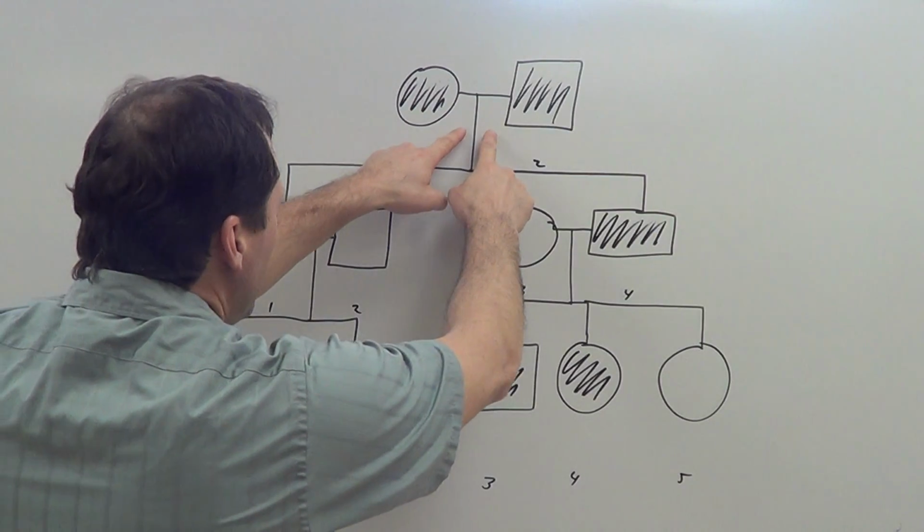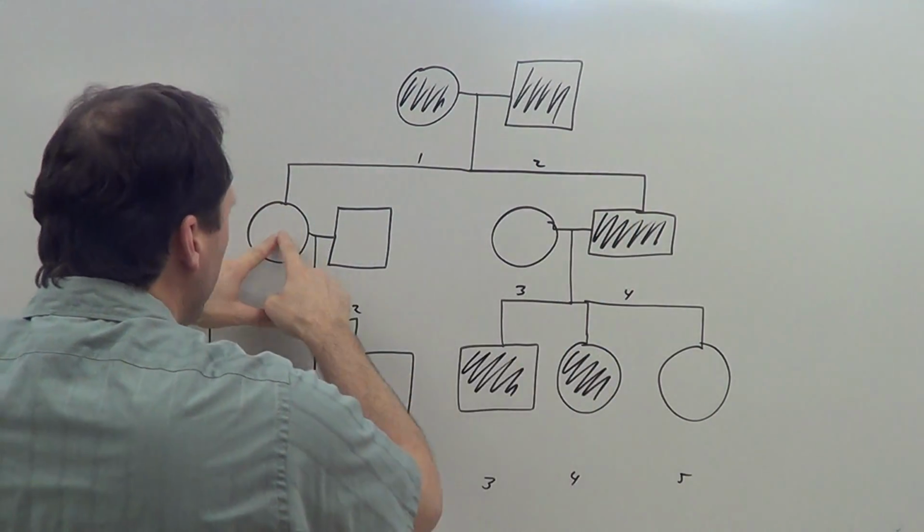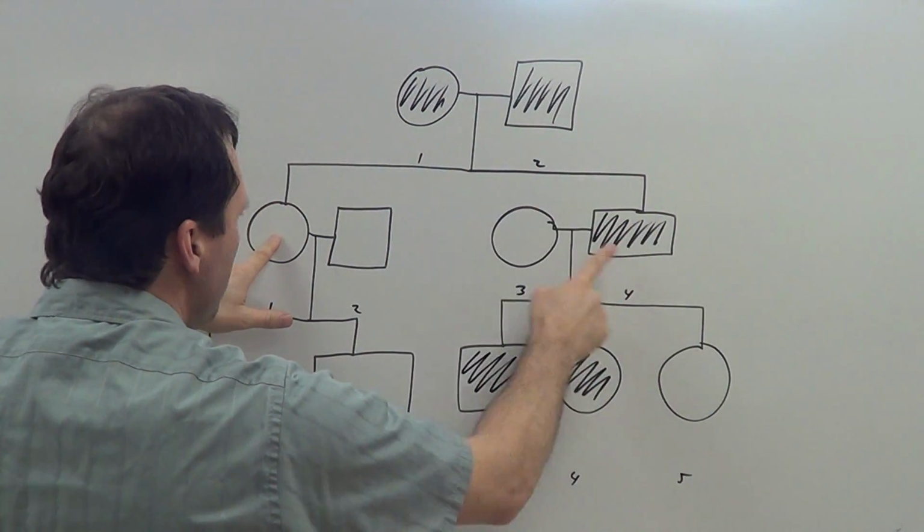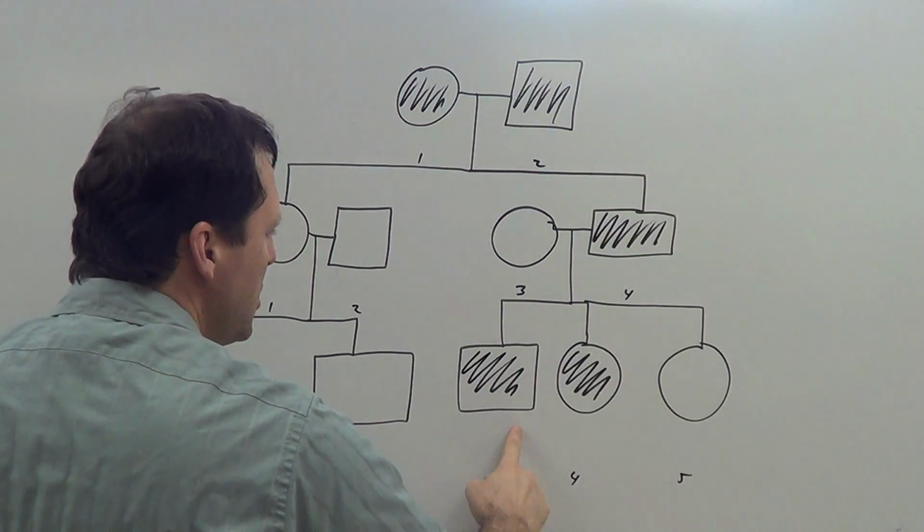These two individuals right here had kids. They had a daughter and they had a son. Both the daughter and the son had additional kids.